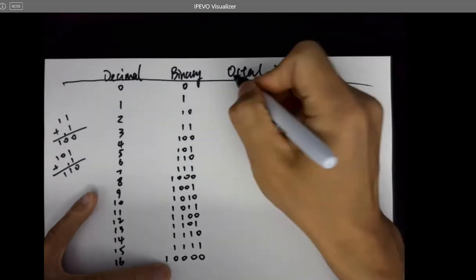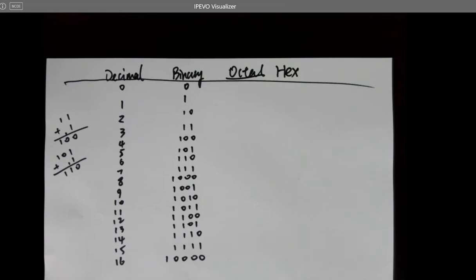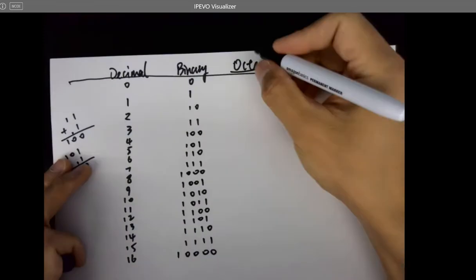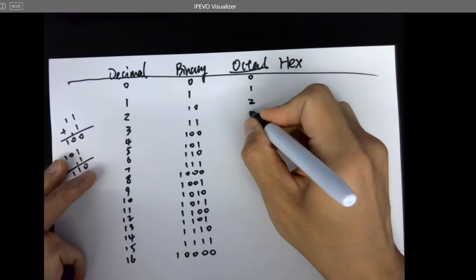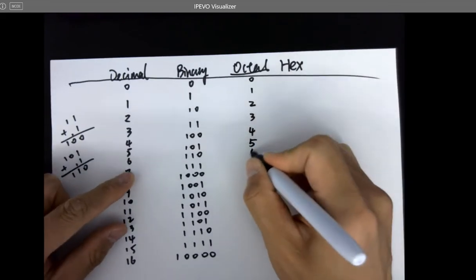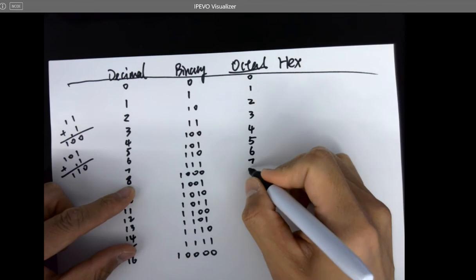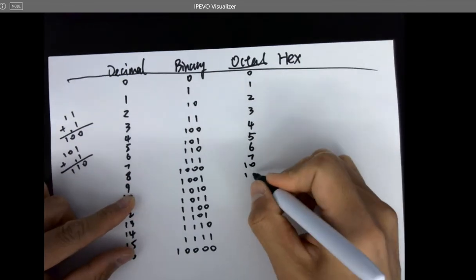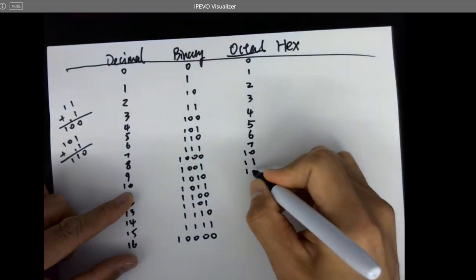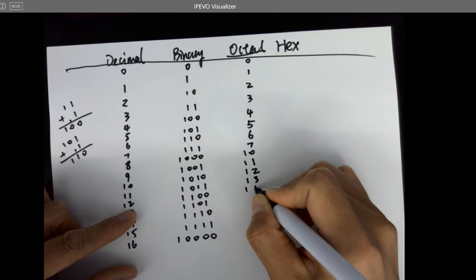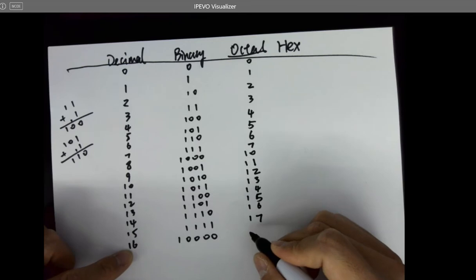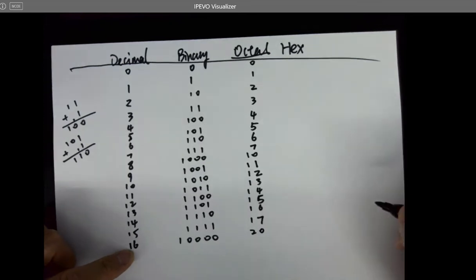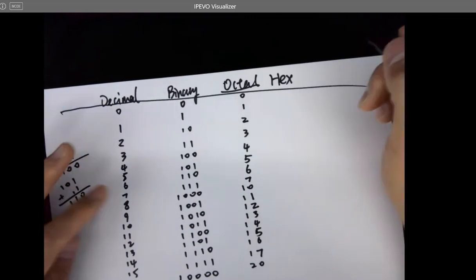All right. Octal is 8 based, so there's no 8. After 7, it's going to be 10. Zero, one, two, three, four, five, six, seven, eight. Hex. Hexadecimal is 16 based.